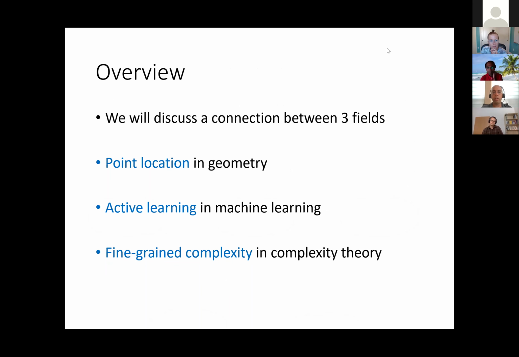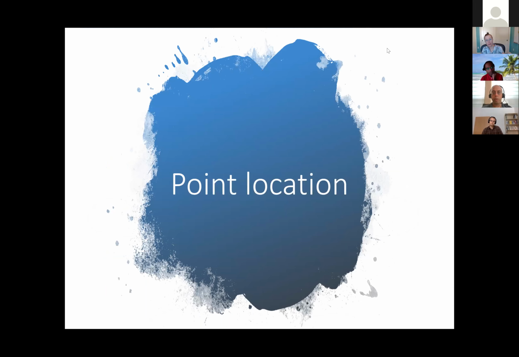Okay, so what I want to tell you about today is basically problems that arise in 3 different fields. In geometry, this is both computational geometry, but also discrete geometry. In machine learning and in complexity theory. Somehow point location is going to be the common thread between all 3, although sometimes in disguise. So let's start with the point location problem in geometry.